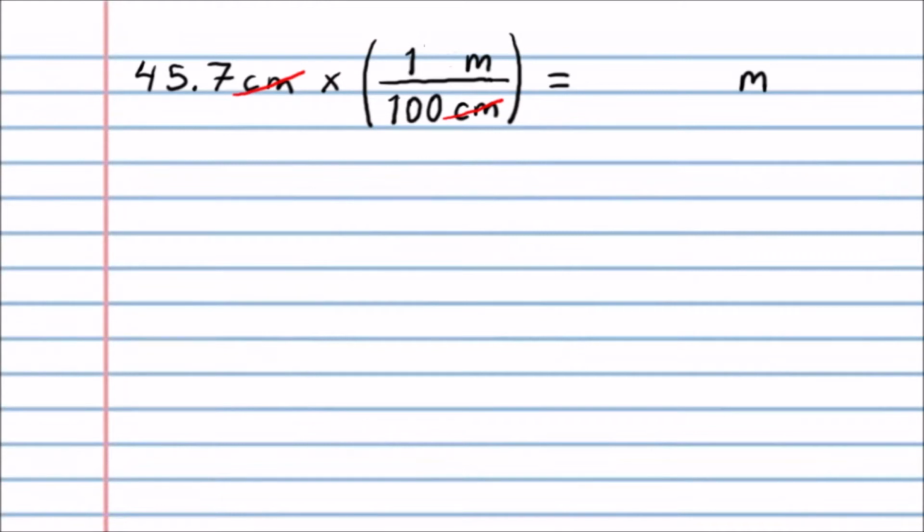So now you can type this into your calculator and get the answer for how many meters are in 45.7 centimeters. And this gives us the answer that we were expecting. So now let's try something a little more complicated. Say you've got a value in meters per second, and you want to convert it to kilometers per hour. So this is actually a two-part conversion, meters to kilometers and seconds to hours.